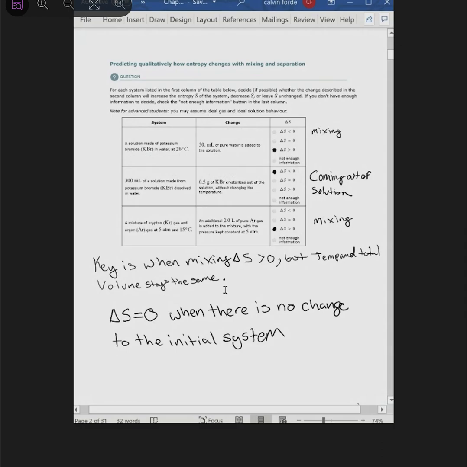And when it says total volume, technically it means the volume of your solution, let's say if you're going to add more KBr to it. That's what they're referring to as staying the same.